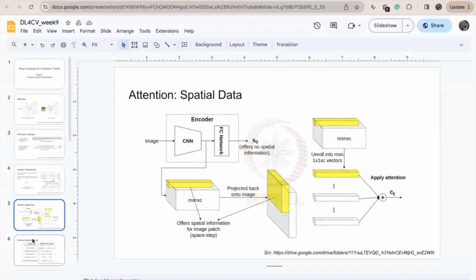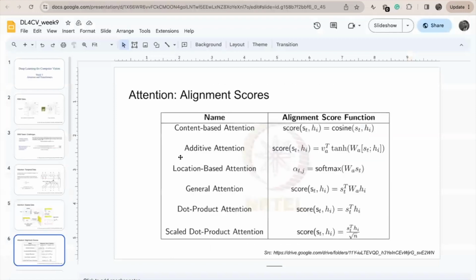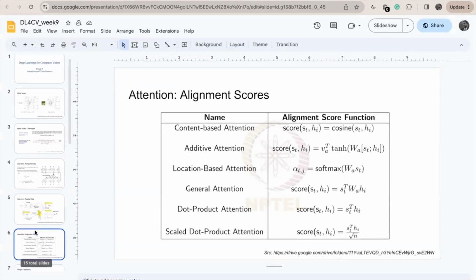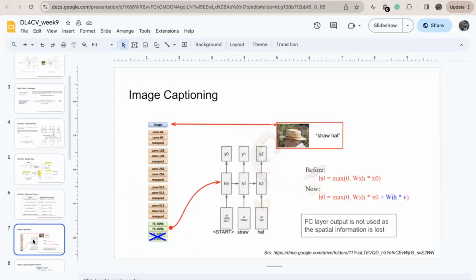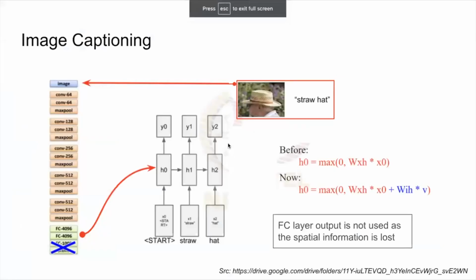So there are different types of attention, and different types of scores are calculated corresponding to different types of attention. So here is a list of things that is used for different alignment scores. Okay, so you can just take a look at this. So now we'll see the task of image captioning.